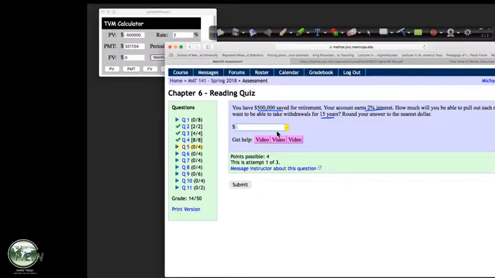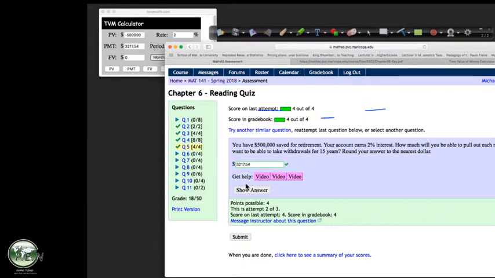So again, I could have copied and pasted, but I'll show you. I do know how to type sometimes. $3,217.54, and then we'll hit the submit button, and of course it'll say we're correct.